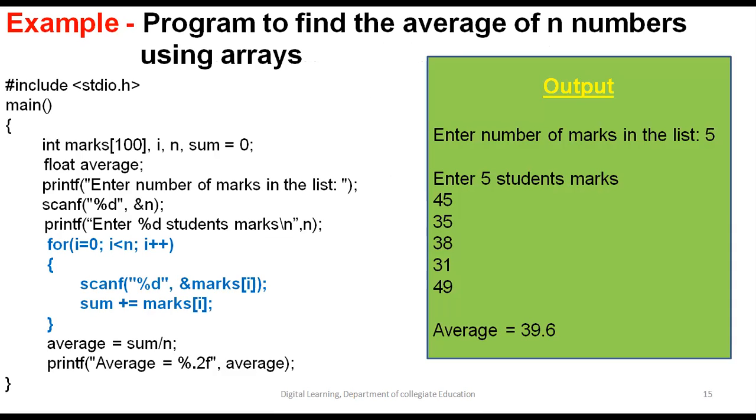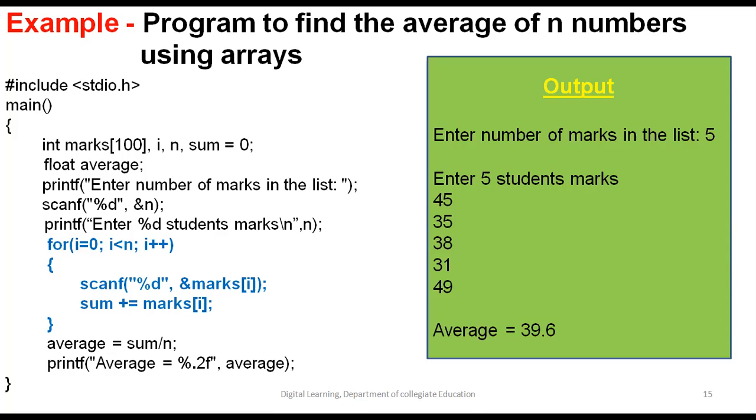Example: now let us consider an example, a program to find the average of n numbers using arrays. As we can see in the program, we have defined an array called marks of size 100, which means maximum it can take 100 integer numbers. Also, we have other variables i, n, and sum. Here, sum is initialized as 0. And we have average, which is of the type float.